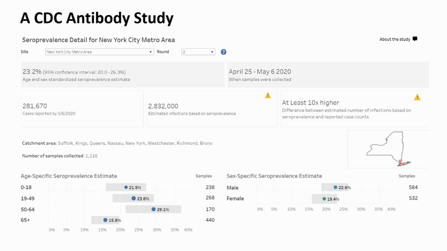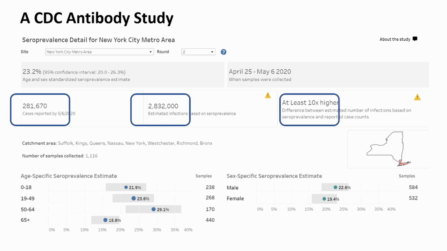In this example from May in a region near New York, 23% of randomly selected people tested positive for antibodies. Given the size of the population in this region, the CDC estimated that 2.8 million people had been infected. That compared at that time to 281,000 cases being reported. So at least in this instance, the CDC concluded that cases were understating infections at least tenfold.